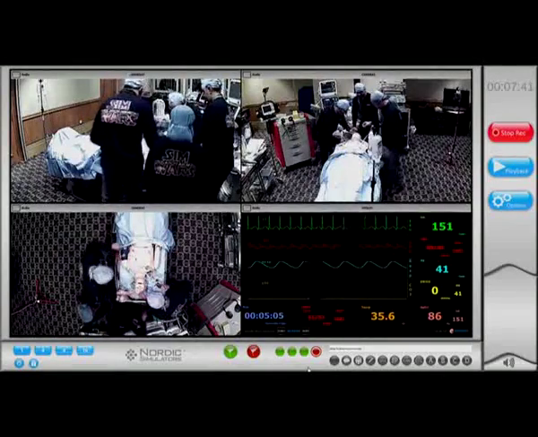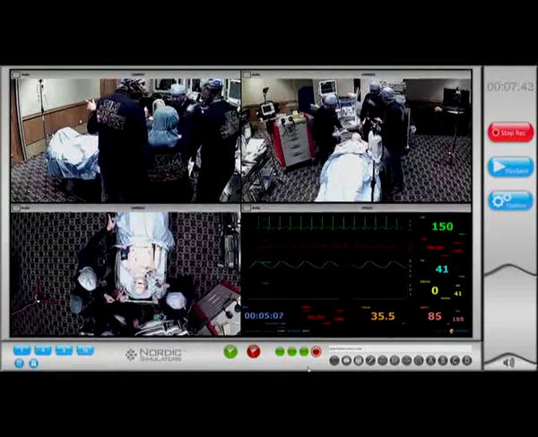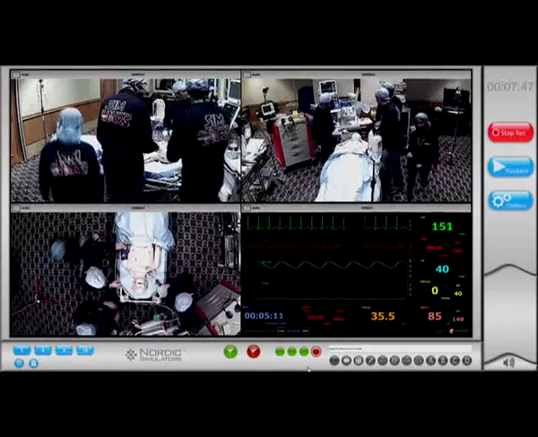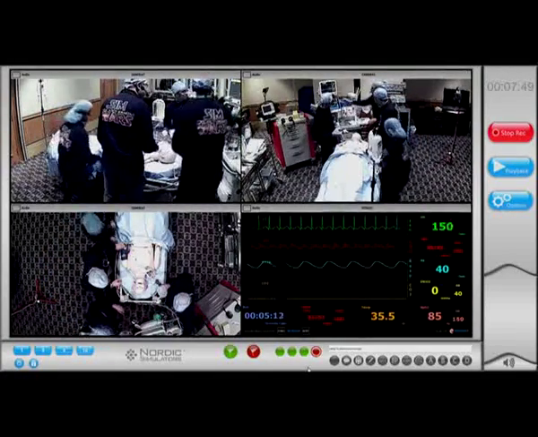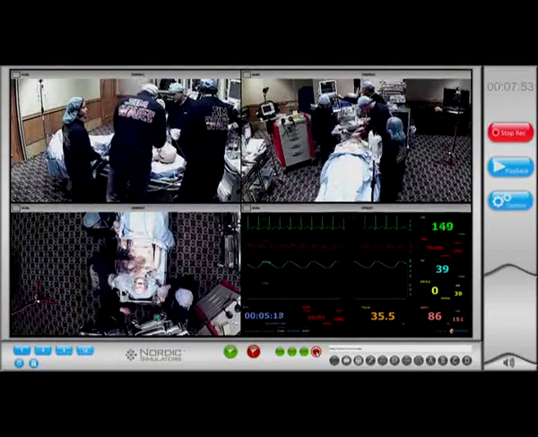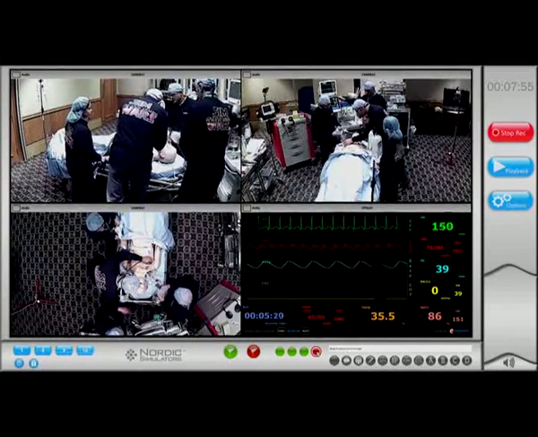We need another 1 liter, please. Faster drip of normal saline. Shall I check the BP again? The vitals are okay, but the saturation is going down. He might be having a pneumothorax. Yes, I think so. But is there decreased air entry somewhere? Okay.